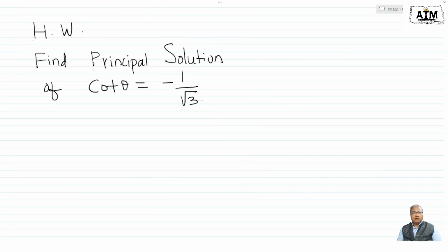To test your understanding, here I have a question for you. Find the principal solution of cot theta equals minus 1 divided by root 3. Please solve this and write down your solution in the comment box. Let us see how many of you get the correct solution.